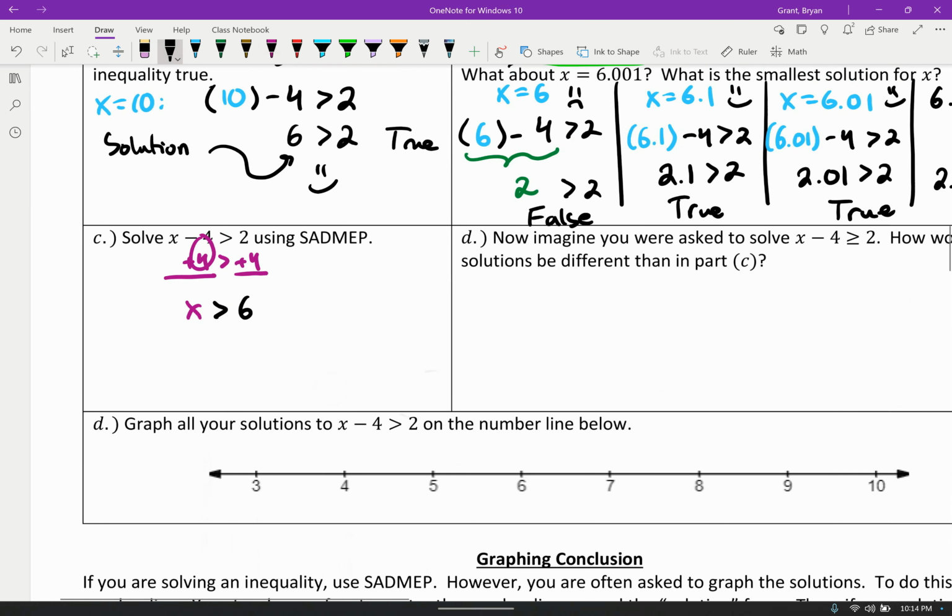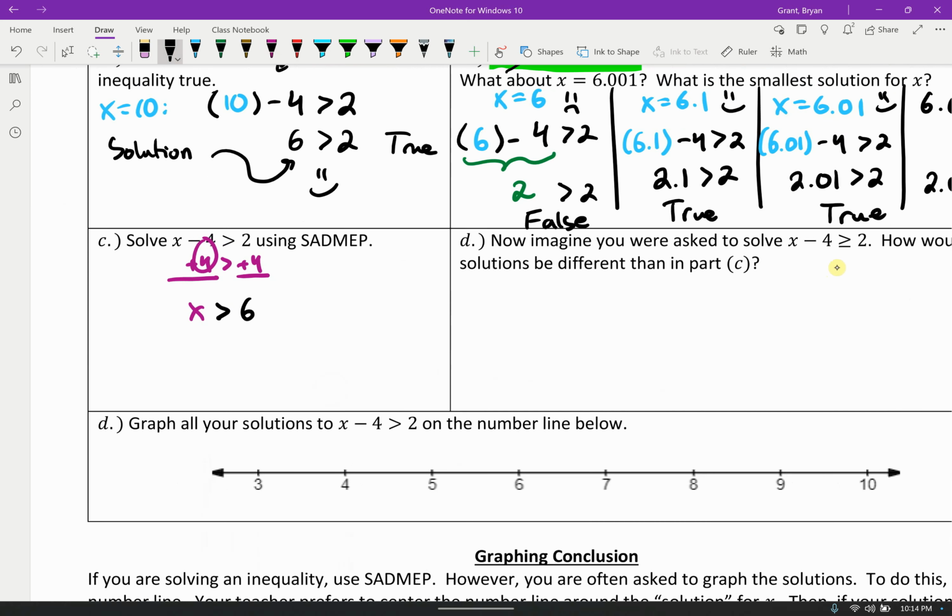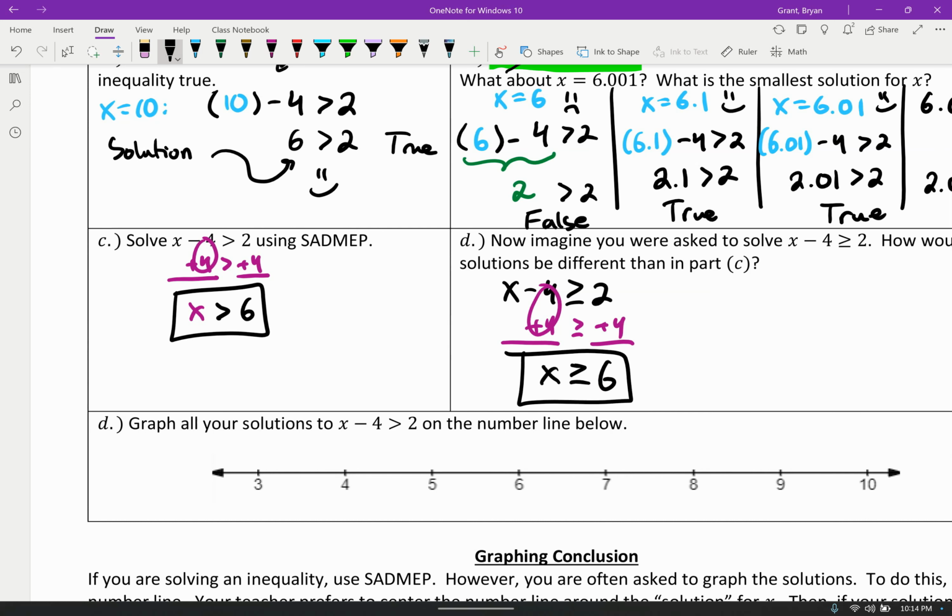All right. Now, imagine you're asked to solve x minus 4 is greater than or equal to 2. Let's do that one really quickly. Greater than or equal to 2. Isn't solving it the same? We add 4, greater than or equal, add 4. And that leaves us with x is greater than or equal to 6. So are these answers the same?